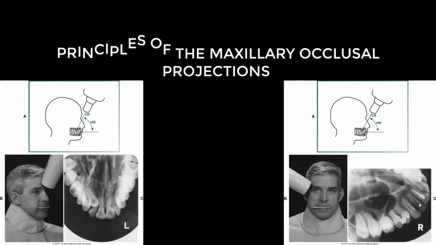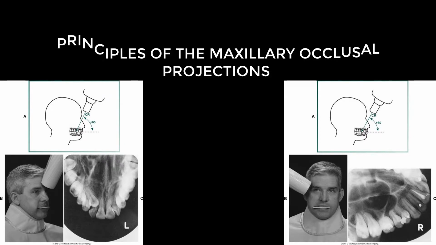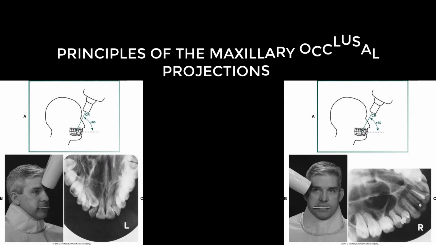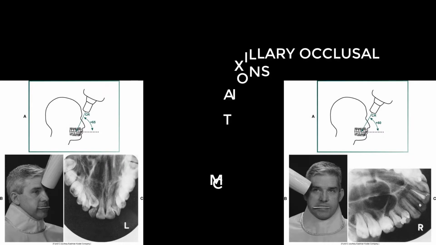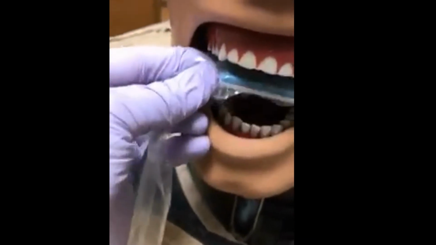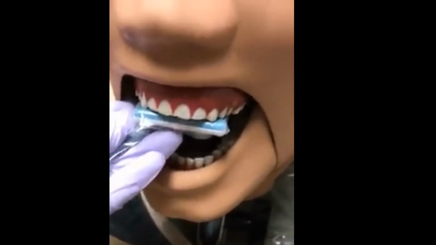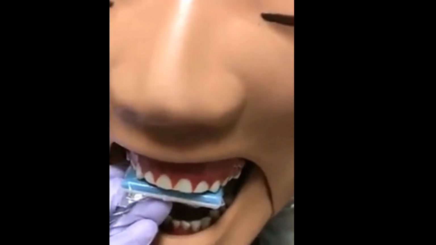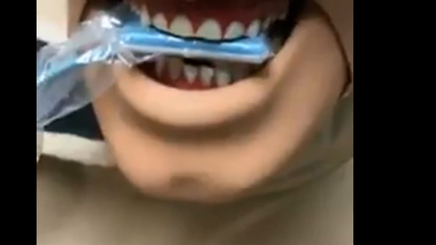Principles of the maxillary occlusal projections. Three main principles that we should keep in mind when we are taking the maxillary occlusal projections are: 1. The receptor's flat side is facing the arch that is being exposed. 2. The receptor is placed in the mouth between the occlusal surfaces of the maxillary and mandibular teeth. And 3. The receptor is stabilized when the patient gently bites on the surface of the receptor.